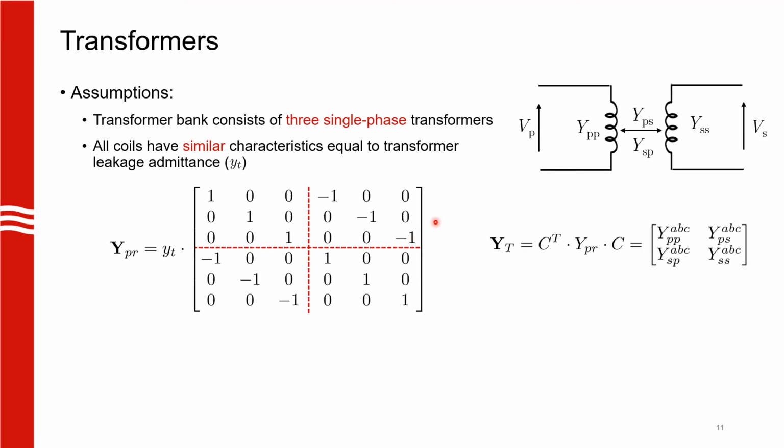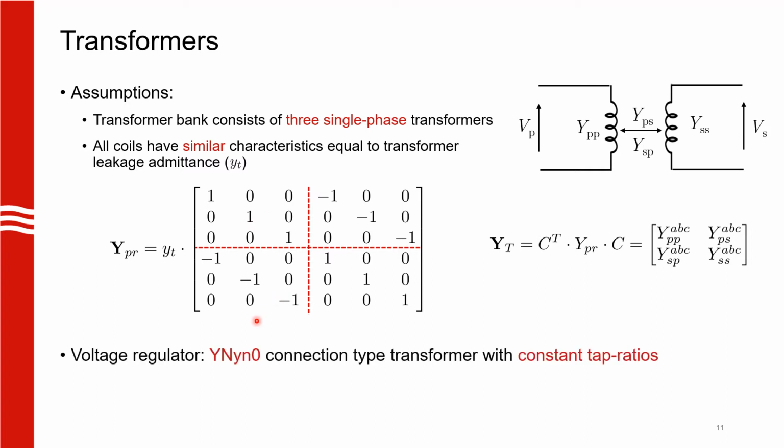So in order to model the transformer, we have a few assumptions. So we assume the interface coupling is 0. So that's why we only have diagonal terms and all the off-diagonal terms are zeros. The other assumption is that the self-admittance values and the mutual couplings all have similar characteristics and they're all equal to transformer leakage admittance YT. So that's why we only have ones populated in this matrix. So the voltage regulator is also modeled as a transformer. The only modification is that we now include constant tap ratios in this formulation.